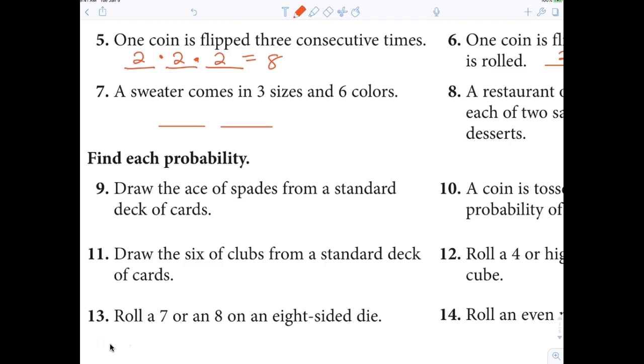So again, this is how I want you to look at it now. Sweaters come in 3 sizes and 6 colors. So you can make how many different sweaters? 18. Thank you. 18 different sweaters.